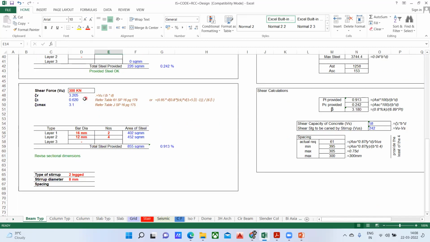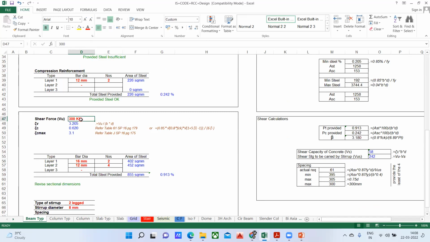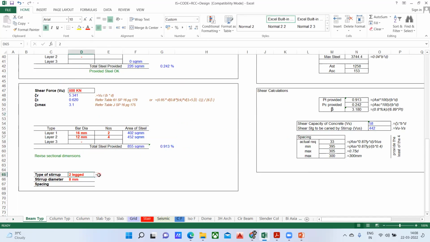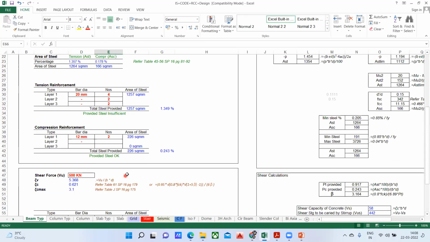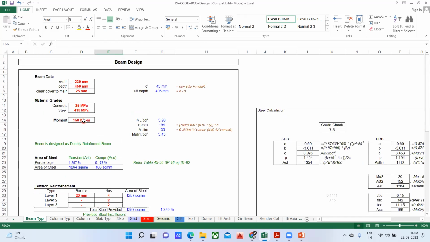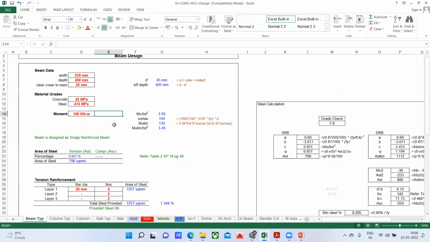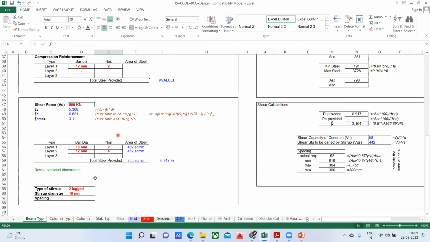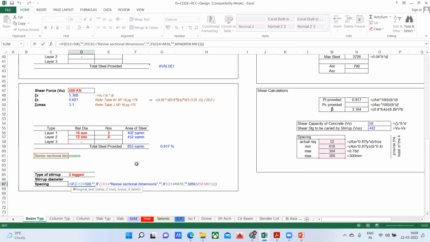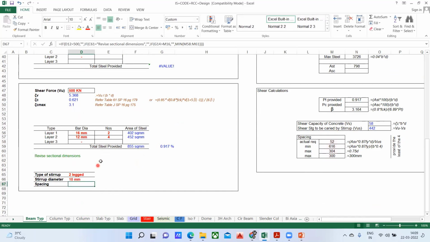Now you see, let us say I'm getting a shear force of 500 kilonewton. Based on that, you can decide how many leg stirrup you require. Okay, I require a 2-leg stirrup, and for the diameter, let us go with 10 diameter. And coming to the spacing, I should get a spacing here. Yeah, the spacing is not working. Revise sectional dimensions. Okay.